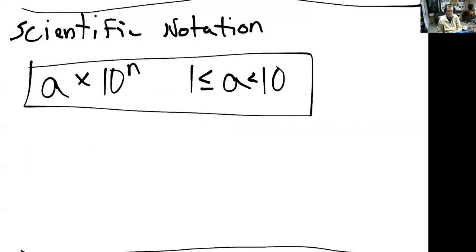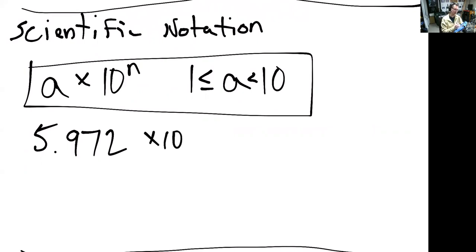What are some common examples of scientific numbers that come up? Let's go with the mass of the Earth. How much mass does the world have in terms of matter? This is the scientific number for it, thanks to Wikipedia: 5.972. Notice that this is bigger than 1 and less than 10. Times 10 to the 24th kilograms. So this is a perfect example of scientific notation.